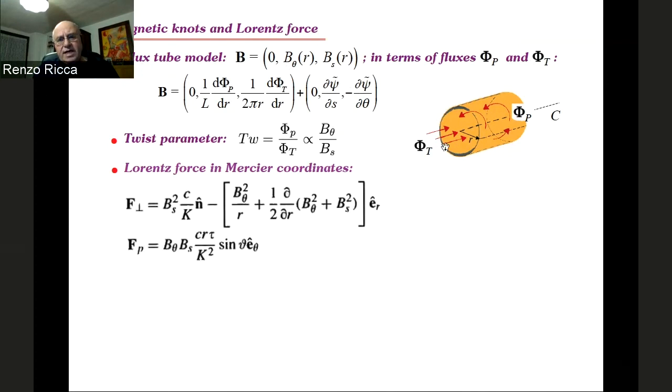Now, if it were a physical magnetic flux tube, then it would be subject to a force. So it would evolve, it would move in the fluid according to the Lorentz force, and we can work out the Lorentz force using a little bit more sophisticated coordinates known as Mercier coordinates. And the difference with the usual curvilinear coordinates is that the Mercier coordinates keep the metric orthogonal. Anyway, we can figure out the perpendicular direction of this force, and the poloidal or meridional force on this flux tube.